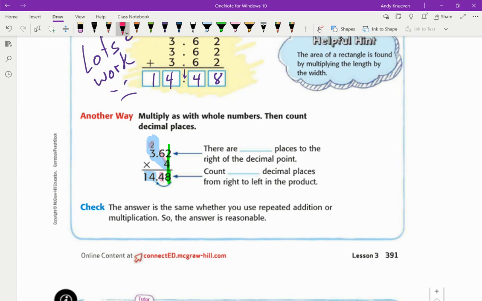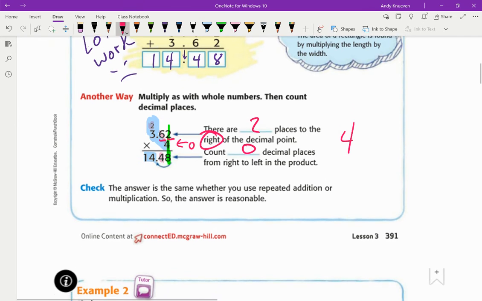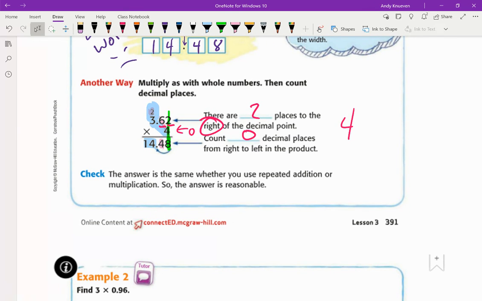Now we need to look at our decimals. So here we have to look at the top number and see how many numbers are there to the right of the decimal point. And I see that we have 2 numbers here. The 6 and the 2 are to the right of the decimal point. And then on 4, there are 0 numbers here, right? Because 4 by itself is a whole number. There are no decimals.